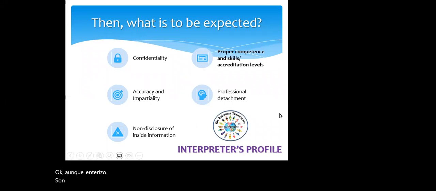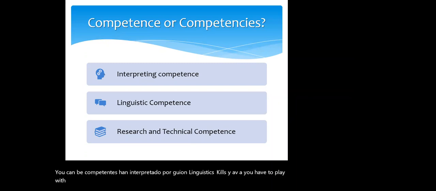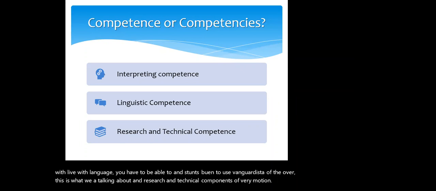So let's continue now. And let's talk about competence or competencies. So we are going to focus now on interpreting competence, linguistic competence, research and technical competence. All of these together will help you to deliver your message accurately. It's very important. You can be competent as an interpreter, but you have to be able to play with language. You have to be able to understand when to use one word instead of the other. This is what we are talking about. And then research and technical competence are very much related to the other two.